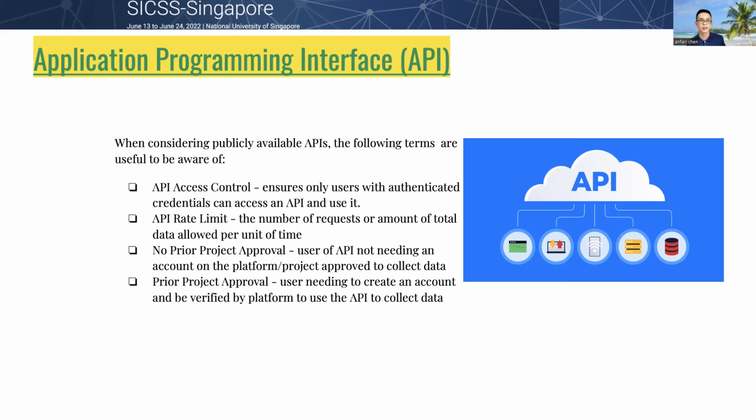So when we consider publicly available APIs, the following terms are useful to be aware of. The first thing is API access control, which ensures only users with authenticated credentials can access and use the API. Another one is the API rate limit, the third one is APIs with no prior project approval, and the last one is APIs with prior project approval.